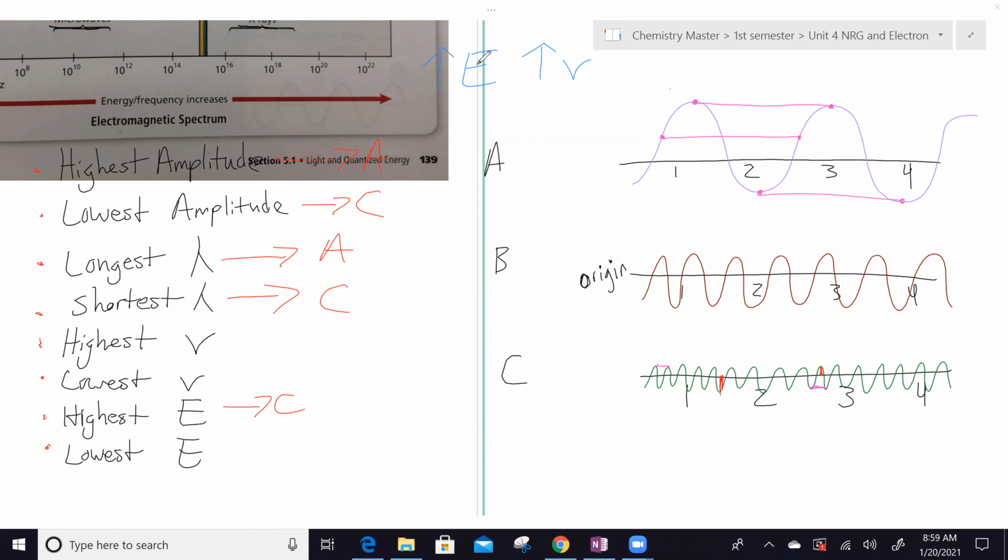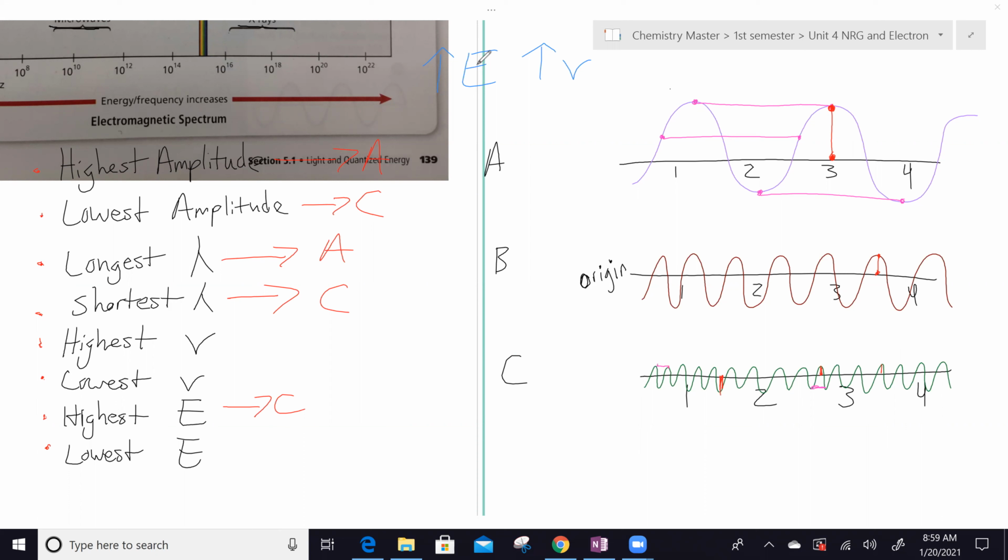Remember amplitude on that green one, remember it was really tiny. And on this purple one up here for A, it is the biggest. It's bigger than A and B and C. Okay. So A has the highest amplitude.